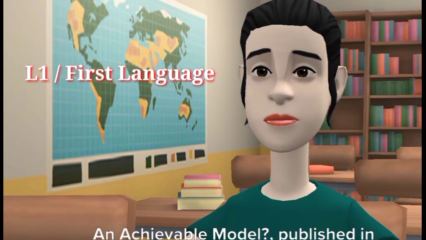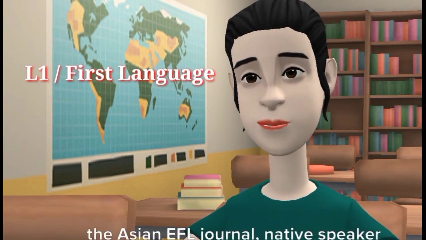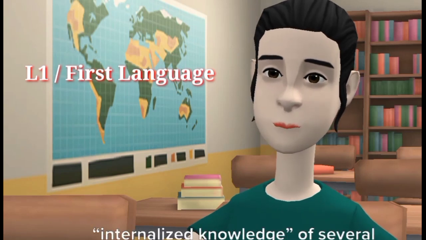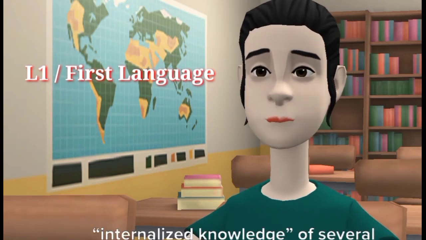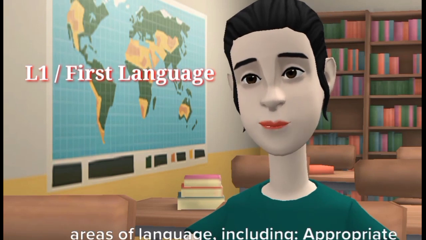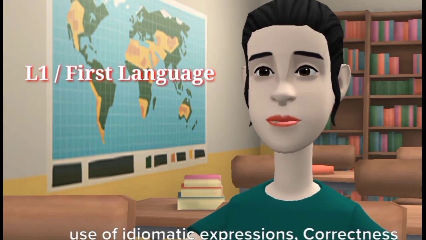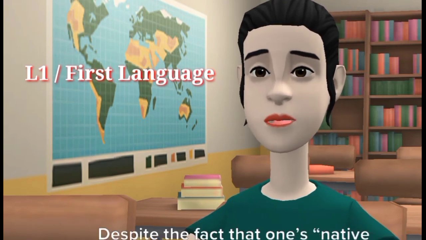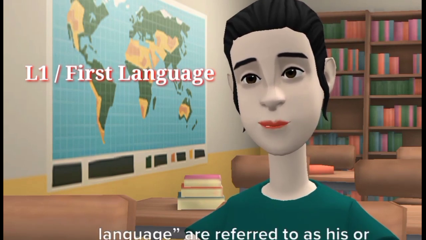According to J. Joseph Lee's article The Native Speaker, an Achievable Model, published in the Asian EFL Journal, native speakers have proficiency represented by an internalized knowledge of several areas of language, including appropriate use of idiomatic expressions, correctness of language form and natural pronunciation.